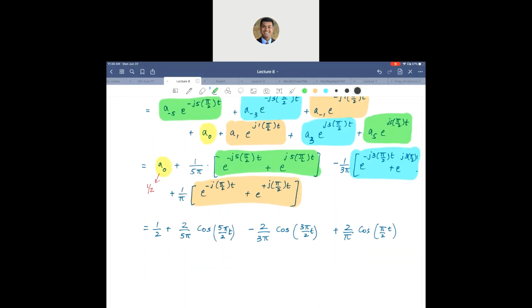Now, using Euler's identities, we can express that as cosine x is e to the jx plus e to the minus jx divided by 2. So I'm essentially using that. And for the next one, I have this. And for the next one, I have green.